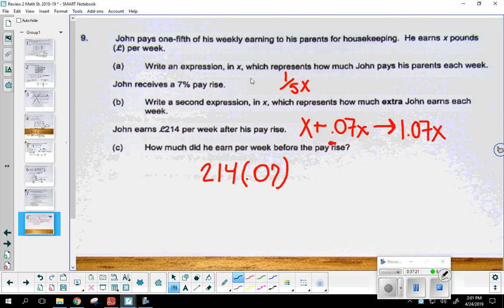So what I would do is go ahead and divide that. Because, see, the 1.07 represents the increase. X is what he originally earned per week. So I would equate them and then just divide by that coefficient.